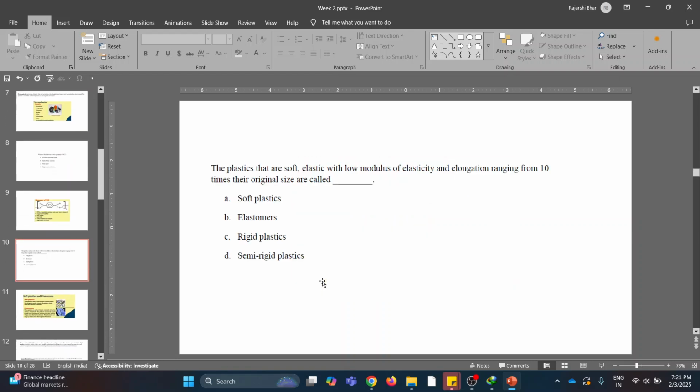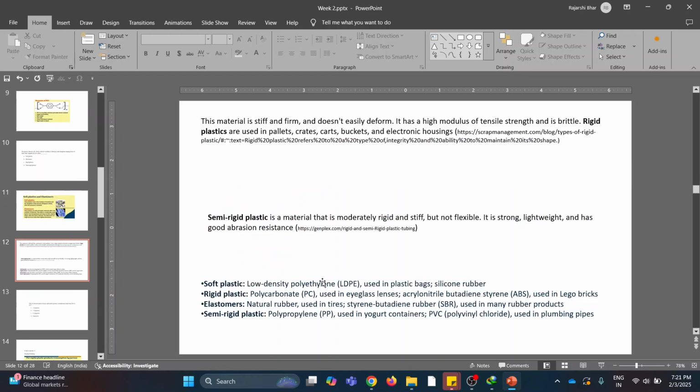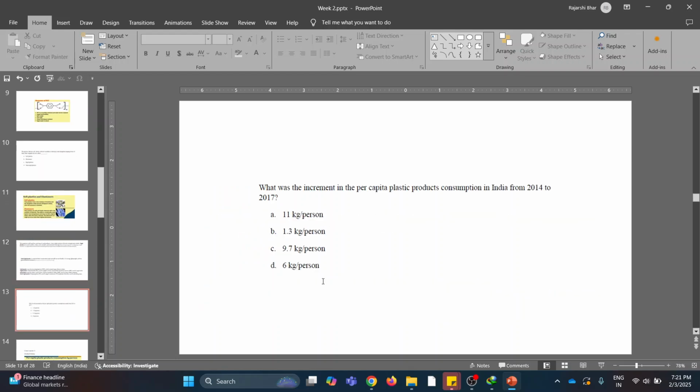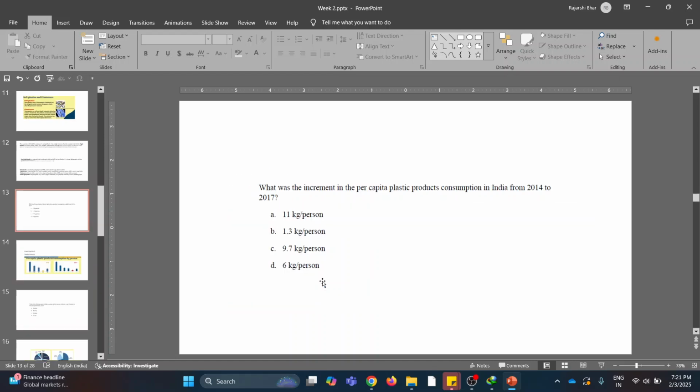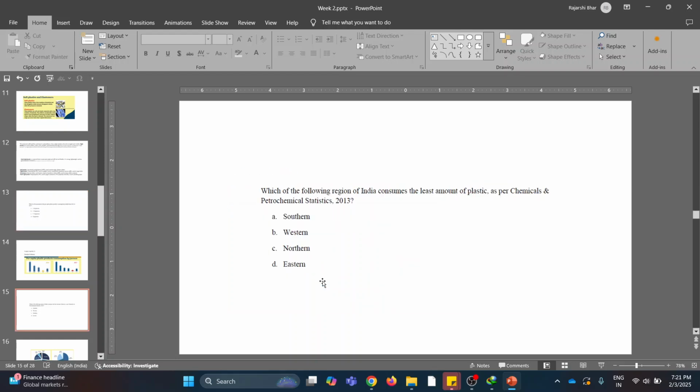Then plastics that are soft, elastic, with low modulus of elasticity and elongations ranging up to 10 times their original size are called elastomers. After that, what is the increment in the per capita plastic product consumption in India from 2014 to 2017? It increased from 9.7 to 11, so the increment was 1.3 kg per person. Then, as per the Chemicals and Petrochemical Statistics 2013, Eastern India consumes the least amount of plastic.